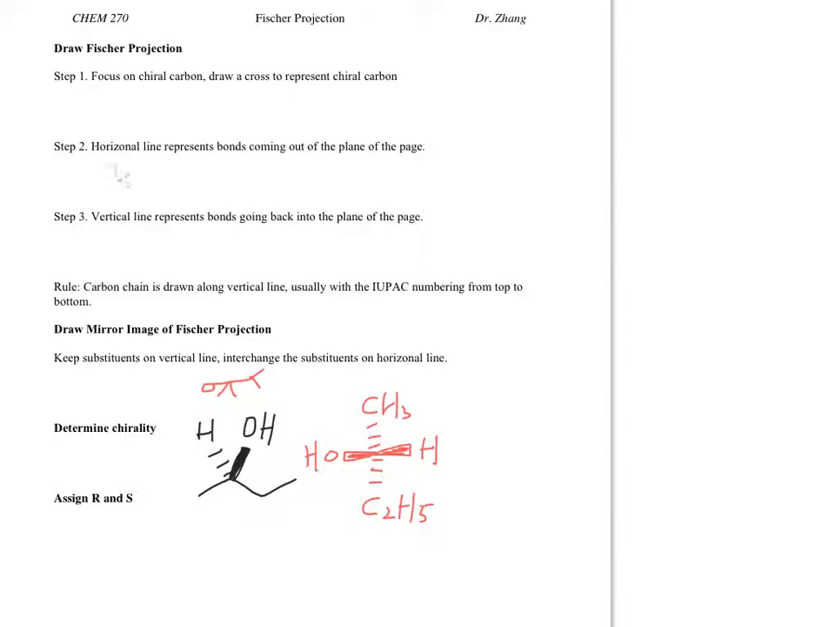Step 2, you use the horizontal line to represent the bonds coming out of the plane of the page, and you use the vertical line to represent the bonds going back into the plane of the page. General rule of thumb, the carbon chain is often drawn along the vertical line, usually following the IUPAC numbering system from top to bottom. Let me show you an example.